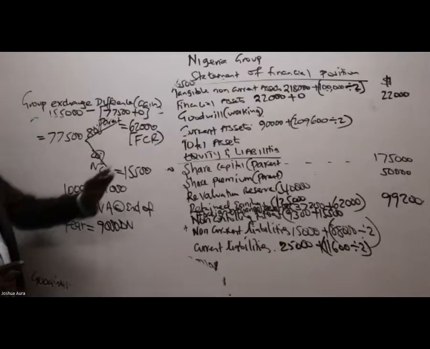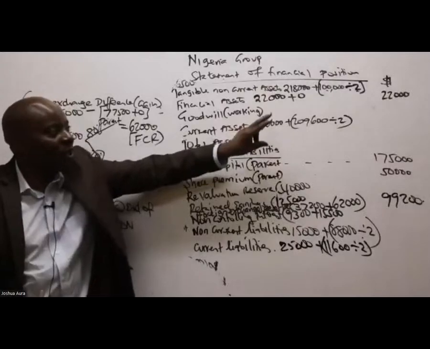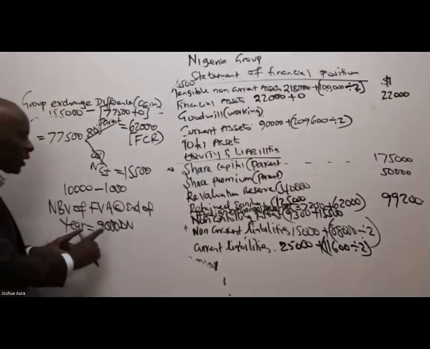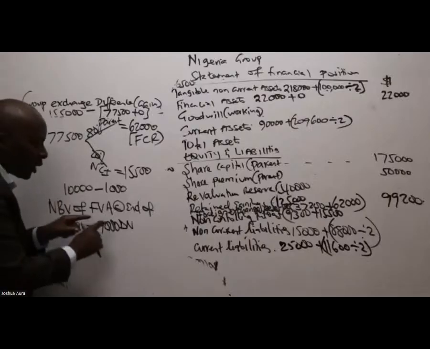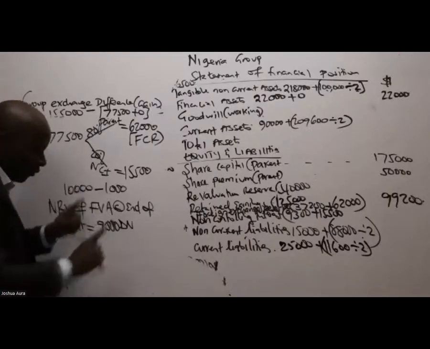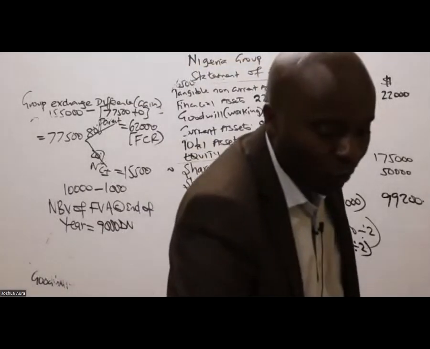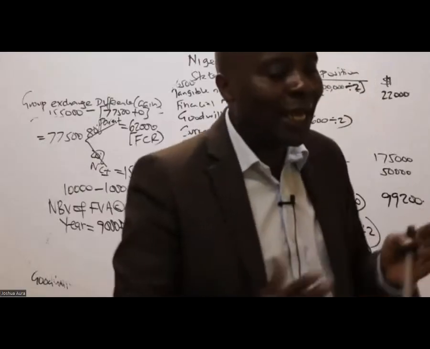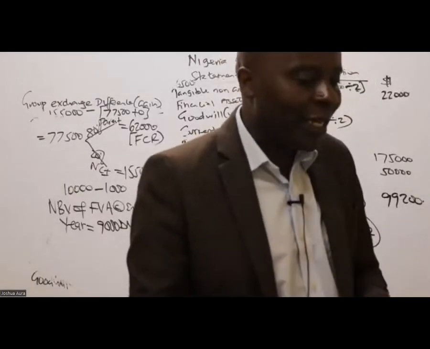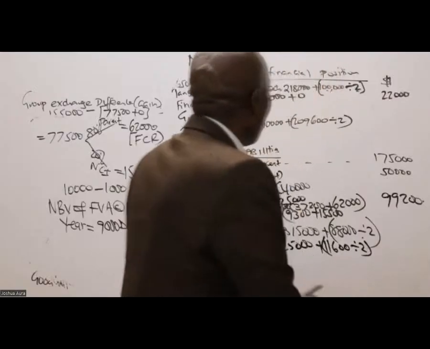But now remember the way things are, I'd already begun doing the retranslations. So can somebody tell me what rate should I use to retranslate this 9,000? Is it 2 or 4? Now you guys are becoming professionals. It's the net book value at the end, so it should be the closing rate. It should be 2.